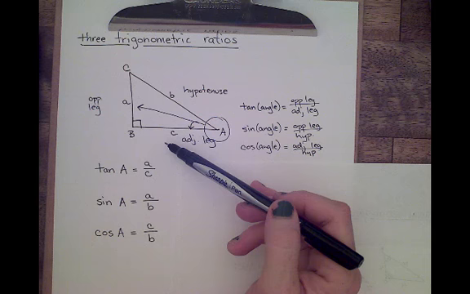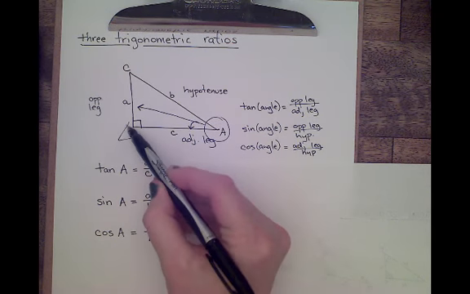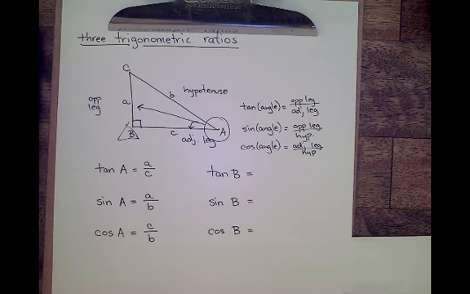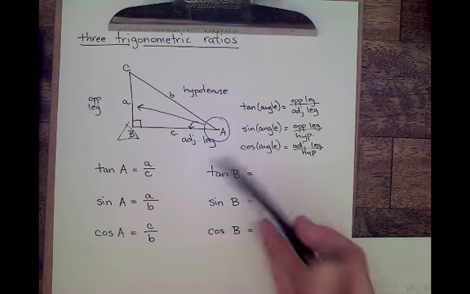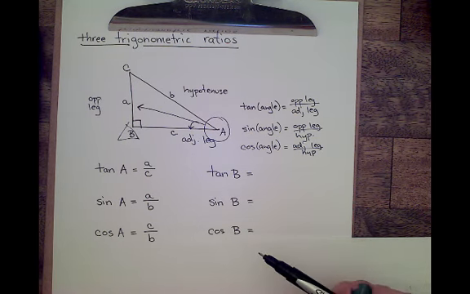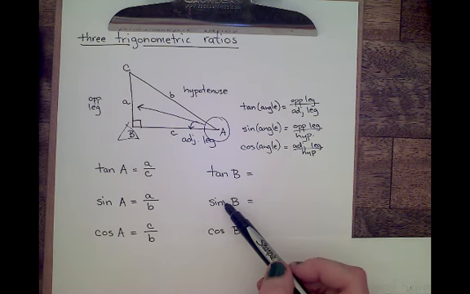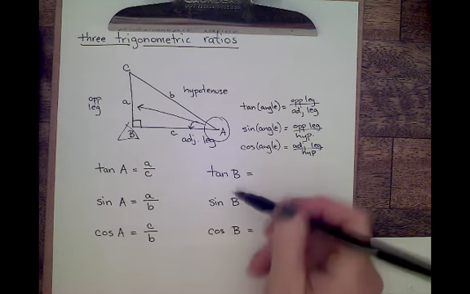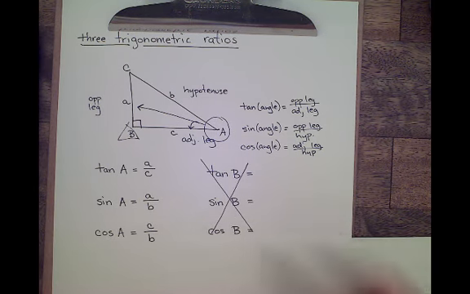Let's take angle B. So starting with tangent, we're looking for opposite leg over adjacent. Well, actually, this is a trick question. We will never use sine, cosine, and tangent for the right angle in a triangle. We're only going to use it for the two acute angles. So we're just going to cross this off and move along to angle C.